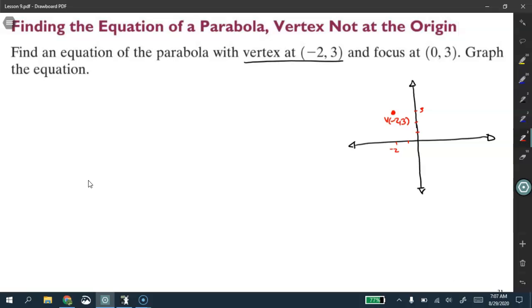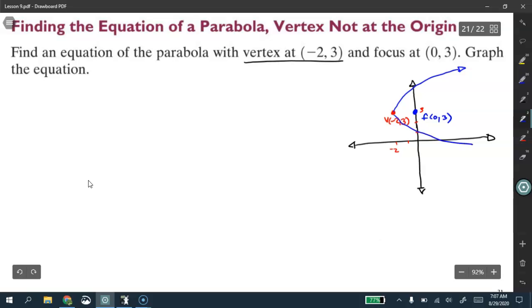And then it says that the focus is at 0, 3. So now we're going to make a dot at 0, 3, which is right over here, and that is the focus. So I'm going to write down that the focus is at 0, 3. Now, this is the last example of the lesson, so I hope that you've realized that what that really means is this parabola must be opening towards what? The right, like this, right? It's not to scale, but you know it's got to be opening towards the right.